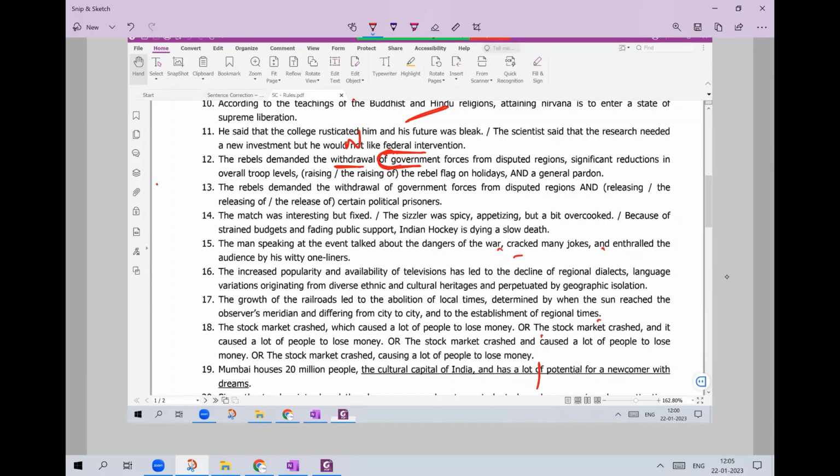Perfect. Now see here: the rebels demanded withdrawal of army, comma, significant reductions in. The moment you see a prepositional phrase, close your eyes and feel that reductions is a noun. Simple logic. Raising or the raising of, both are nouns, and this looks for strict parallelism. Now the question comes: should it be raising or the raising of? Tell me. We'll study why, but what exactly do you feel, raising or the raising of?